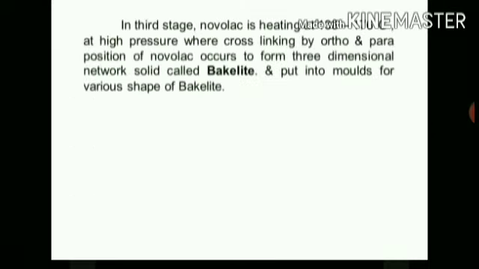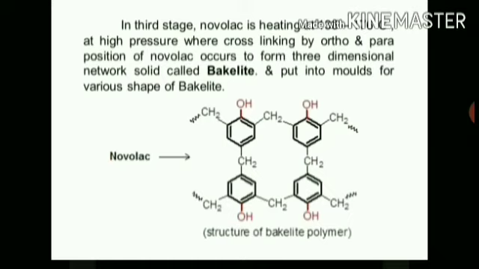In the third stage, novolac is heated at 138 to 176 degrees Celsius at high pressure, where cross-linking by the ortho and para positions of novolac occurs to form a three-dimensional network solid called Bakelite, which is put into molds for various shapes of Bakelite. Bakelite is a thermosetting polymer, which is infusible and insoluble. It has high tensile strength.